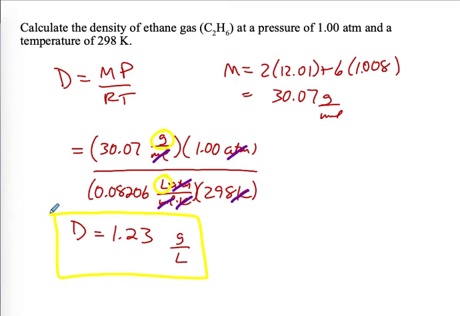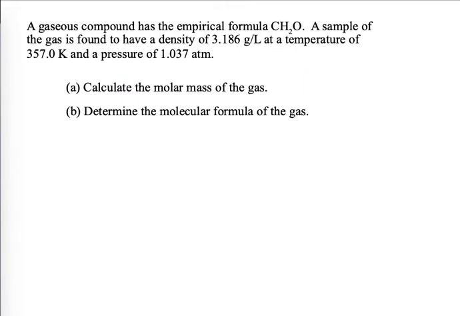Now, notice that because we're using the numerical value of R that we customarily use with units of liters times atmospheres over moles per Kelvin, pressure must be in atmospheres, which it was. Ooh, this looks like fun. A gaseous compound has the empirical formula CH2O. A sample of this gas is found to have a given density at the specified temperature and pressure.